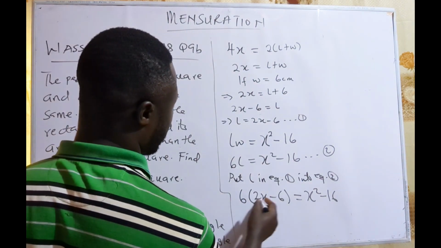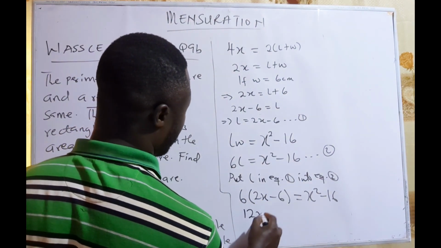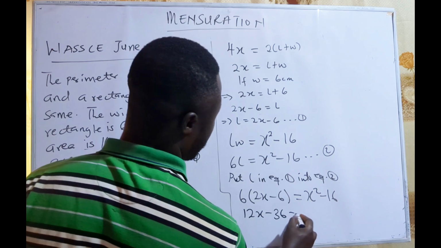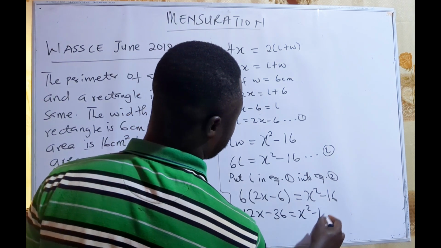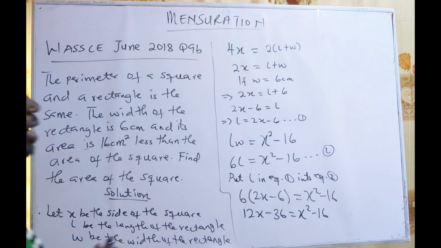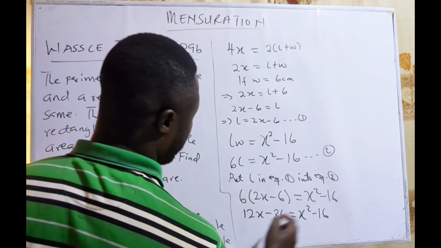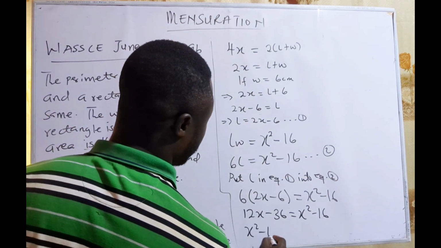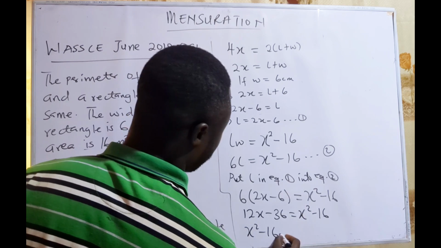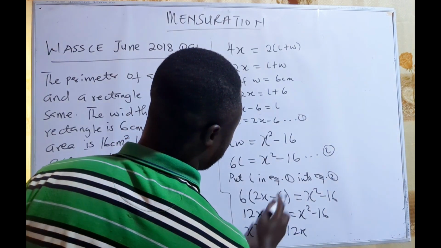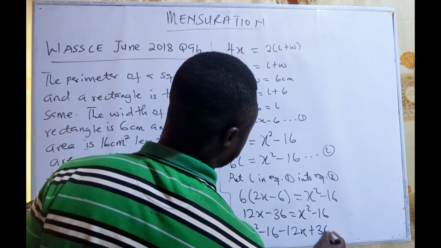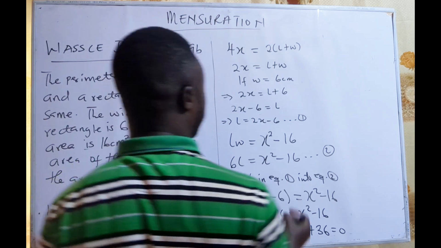So let's expand. 6 times 2x will be 12x minus 36 equal to s squared minus 16. So we see we are going to get a quadratic. So let's take everything to one side and equate it to 0. So you have s squared minus 16, this will go here to be minus 12x, then this will go here to be plus 36, equal to 0.